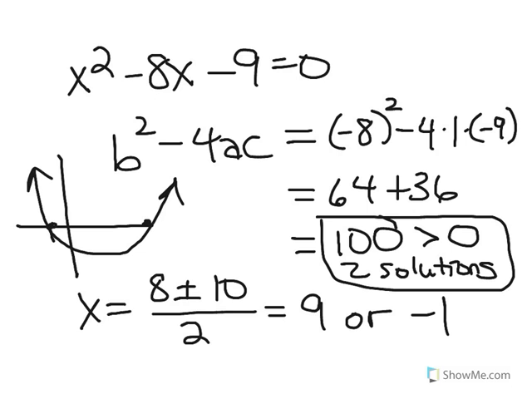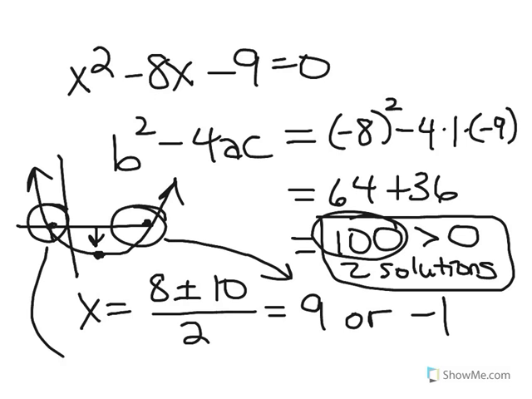Whenever the discriminant is greater than 0, the vertex is going to be below the x-axis, and the parabola would open up in this case, giving us two solutions, 9 and negative 1. So there's a graphical interpretation of what we're talking about with the discriminant.